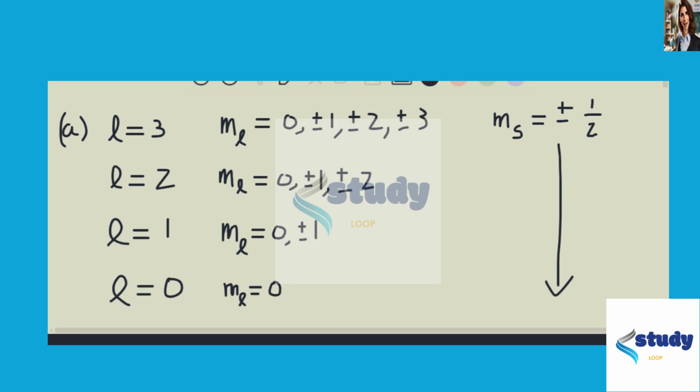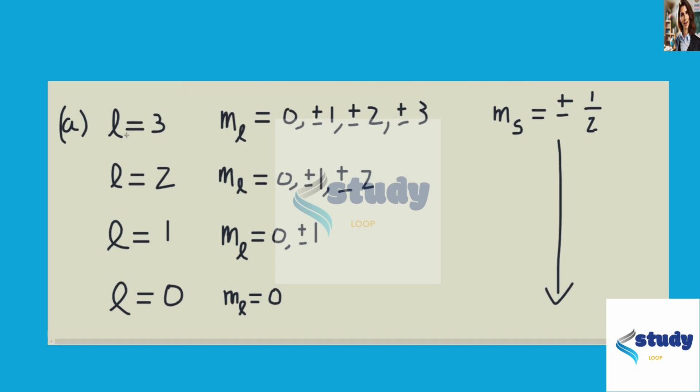For part A, we're showing all the distinct states for an electron in the n shell of hydrogen. So this can go up to L equals 3. When L equals 3, M sub L can go from negative L all the way to L of integer values. So M sub L is equal to 0, plus or minus 1, plus or minus 2, plus or minus 3. M sub S, the spin, since we're dealing with electrons, is going to be plus or minus a half.